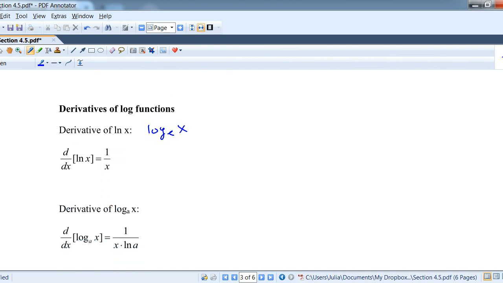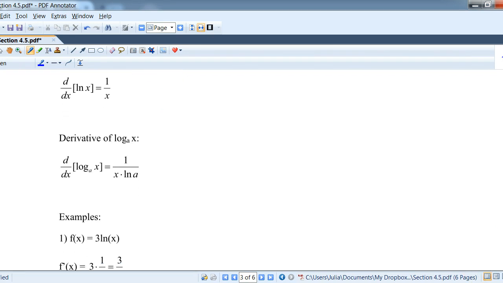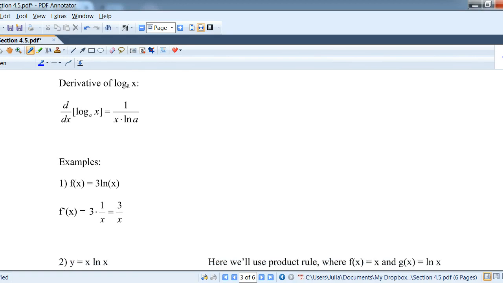1 over x. So, derivative of log base a of x, again, is very similar, but it's 1 over x like ln, except it has ln of the base attached to it, which is similar as with exponentials with other bases, except in denominator. That's how I remember. Again, there's a few simple ones. Let's go over some quick examples.